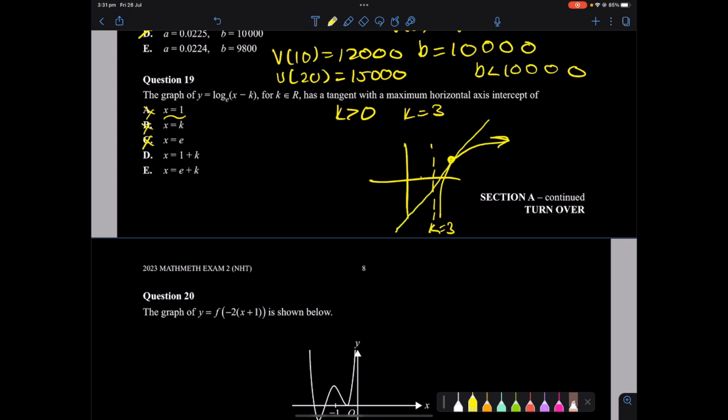So the tangent will go like this. So, okay, we get this x value. Looks right. What about the next one? e plus k. So let's say that's like 2 point something. So it's more than that. So it will be over here.